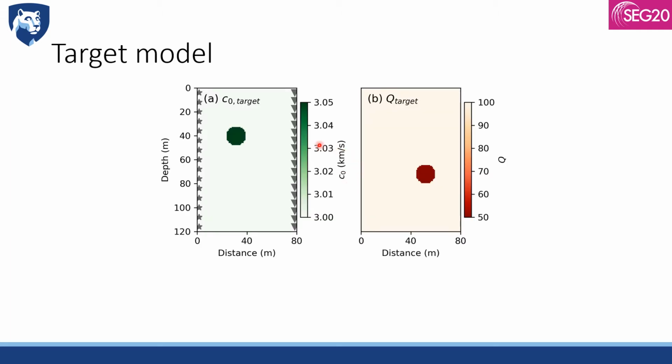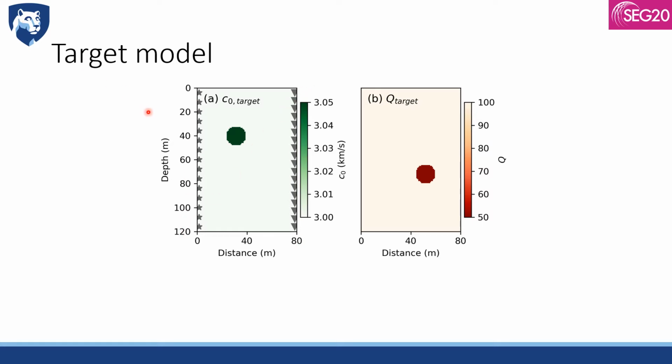Let's start by illustrating what exactly the crosstalk is, using a simple 2D example. These are our target models. The left-hand side is the velocity, and the right-hand side is the Q model, namely the attenuation model. We use them to generate the observed data. Each of them has a homogeneous background and a circular anomaly right here and right here. We have a crosswell acquisition system with the source on the left edge and the receivers on the right.